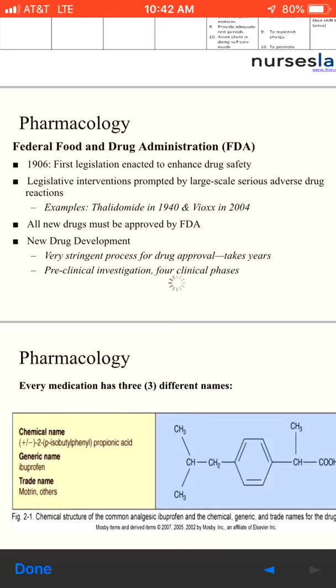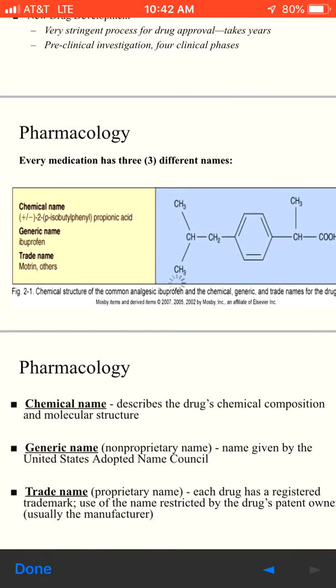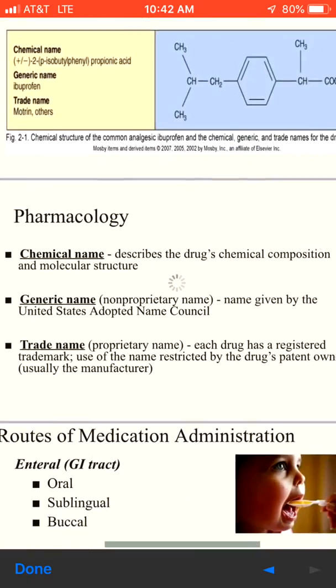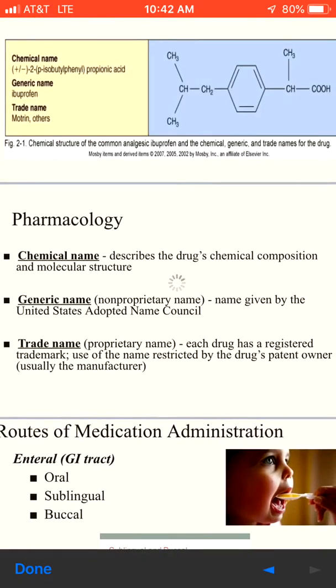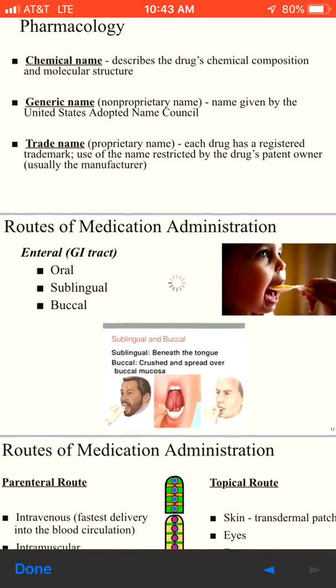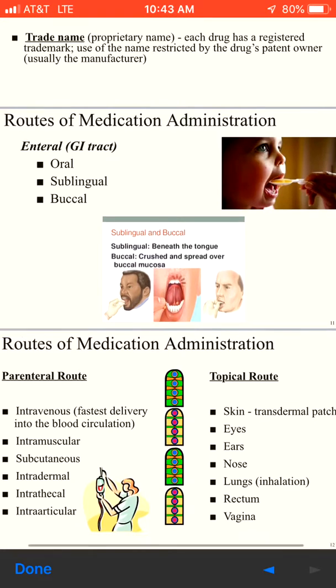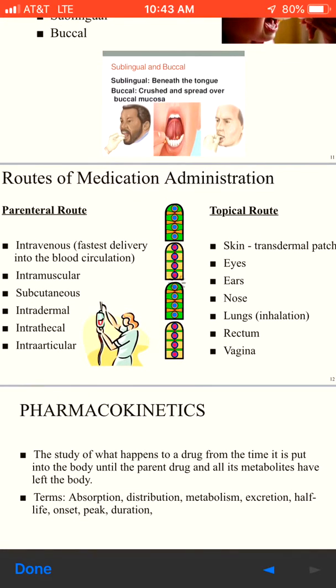So this is information about pharmacology you guys can read over. As far as medications, they have 3 different names. There's a chemical name, a generic name, and a trade name. So be familiar, especially with the generic and trade names. For many of these, chemical we're not too focused on in this course. Chemical name describes the drug's chemical composition and molecular structure. Generic name is non-proprietary. It's the name given by the U.S., and then the trade name is a registered trademark, more for the independent companies.